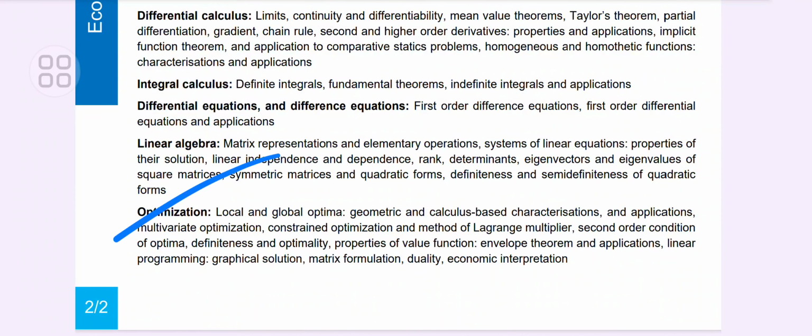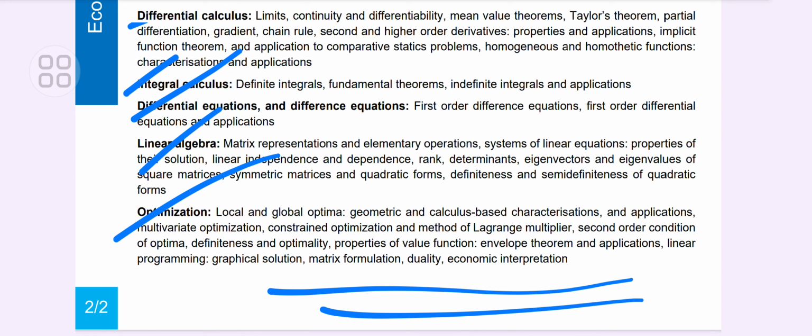And finally the optimization part. So with this we will complete the full syllabus, and best of luck to everyone.